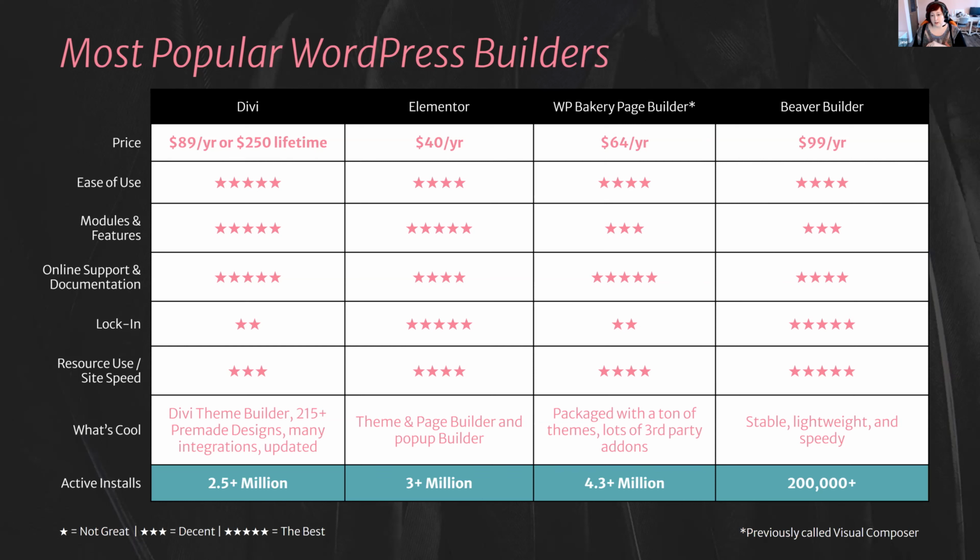So moving over to WP Bakery Page Builder, which is kind of a tongue twister. I honestly preferred Visual Composer. WP Bakery was previously called Visual Composer, but they recently split off from each other. It's $64 a year. It's pretty easy to use. It doesn't have as many modules and features as Divi and Elementor. It does have a lot of documentation. The lock-in isn't great, similar to Divi. It's going to spit out some stuff.